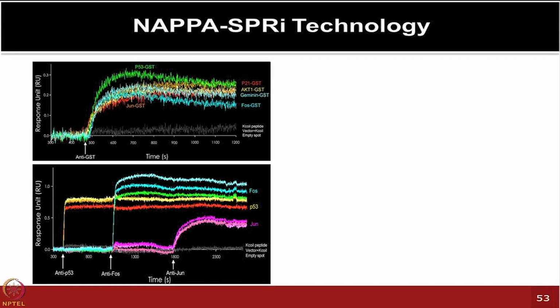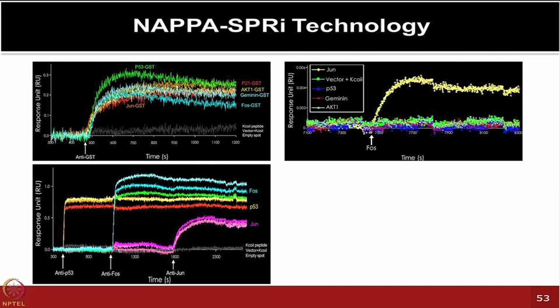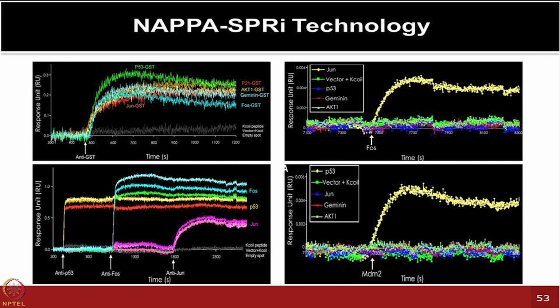In the case of GST, everything is showing you a response, so you may not be very confident that the proteins are always being expressed. But if you are using a specific antibody for p53, FOS or Jun, then you have a specific type of measurement which you can make here. And then some protein interactions were tested using Jun and FOS as a pair. FOS was injected and Jun was printed as the cDNA on the chip, and there was some binding observed. Similarly, MDM2 and p53 were tested, and those also showed some binding.